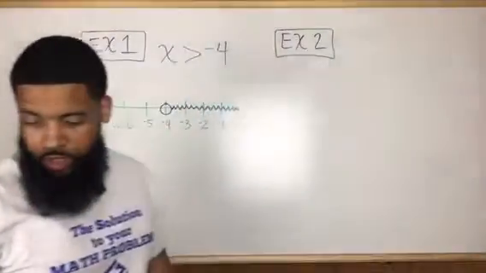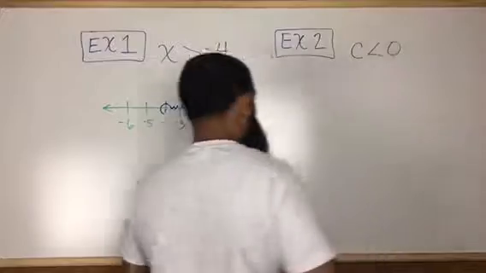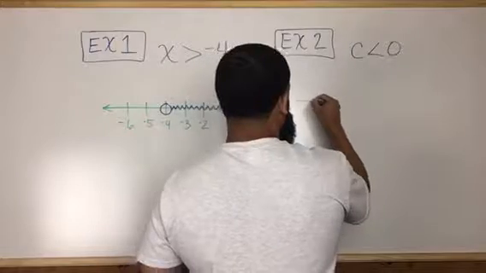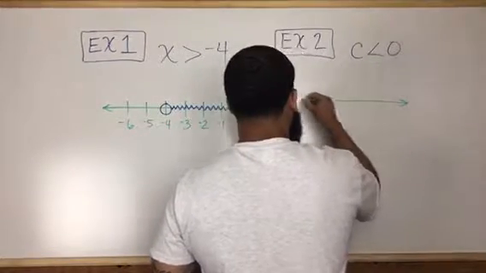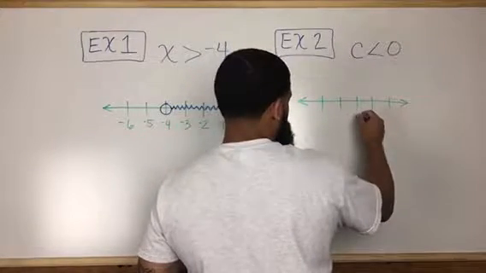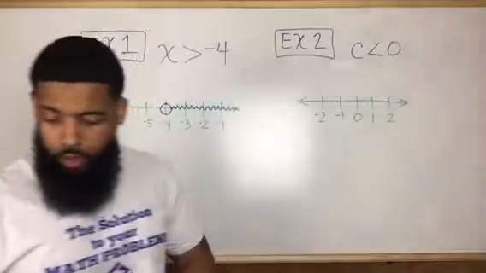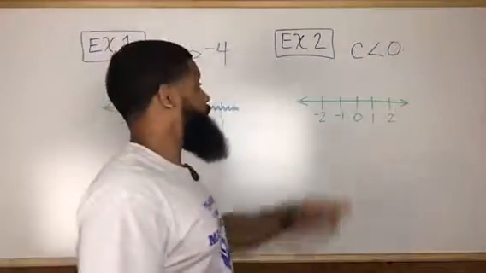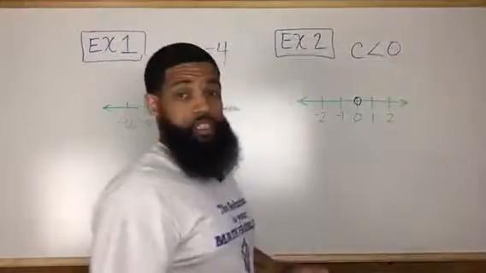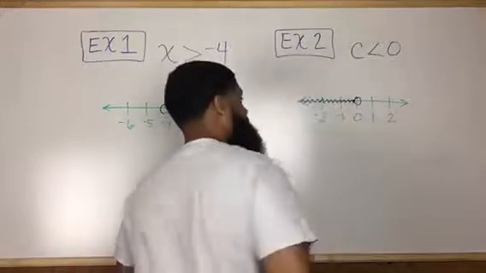Let's say I have the inequality c is less than 0. All right? In a similar situation, if I have c is less than 0, I want this number line to have at least 3 numbers. And let's put 0 right in the middle. So 1, 2, -1, -2. And what we want to do is we want to put an open circle on 0. All right? The numbers that are less than 0 are on the left side. So here we're going to shade on the left side.